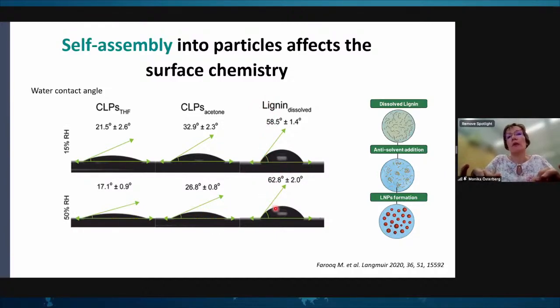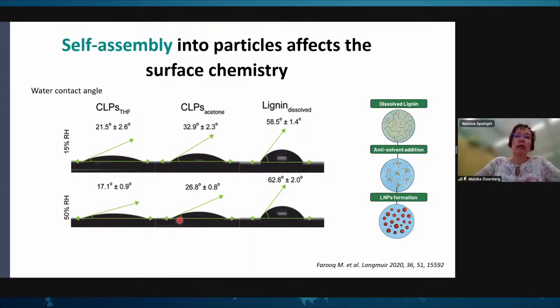This is quite typical, also reported in literature many times. And it's not affected by the relative humidity during measurements. But for the colloidal lignin particles, we get a much smaller water contact angle, so they are more hydrophilic. And interestingly enough, if we increase the relative humidity, some water is probably bound to the surface, making them even more hydrophilic. So you can make two conclusions from this.